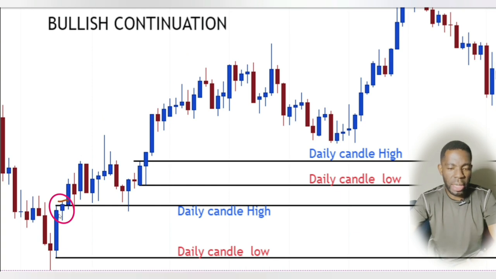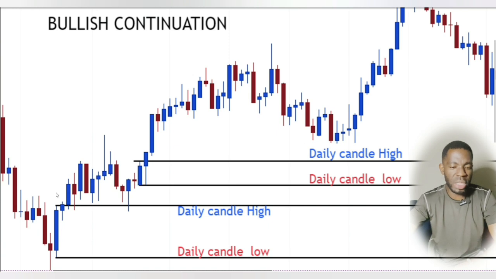This is the daily high, as I've marked it out here, and this is the daily low of the first day candle. The second day candle closes above the high of the first day candle, confirming our bullish continuation bias. So we are looking to buy in the next bullish candle, which is this third candle here.